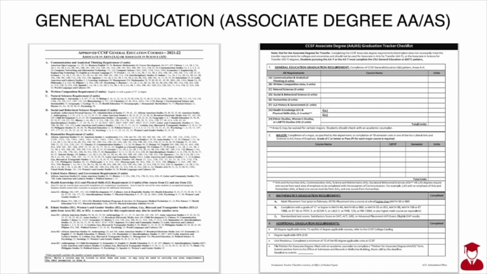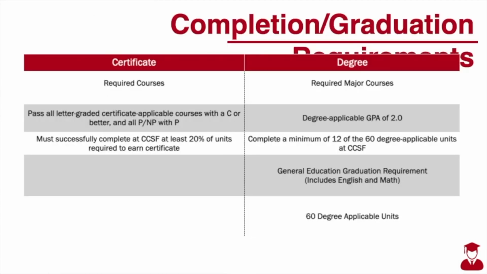Now, when we look at the two and compare them side by side, meaning the associate's degree and a certificate: the certificate is required courses, pass all letter graded certificate applicable courses with a C or better, and you can take those classes pass, no pass. You must successfully complete at City College at least 20% of the units required to earn a certificate. You can't go and do classes at another institution and have them transferred in. 20% of them have to be done at City College.